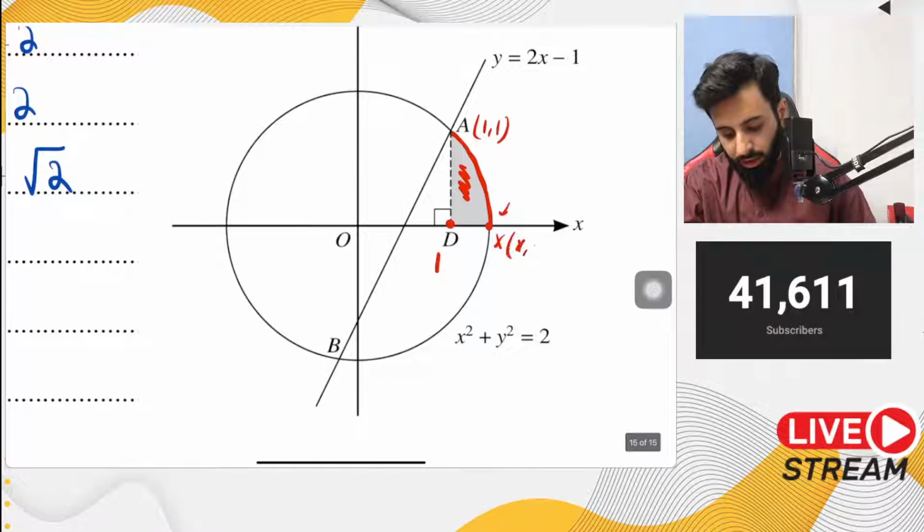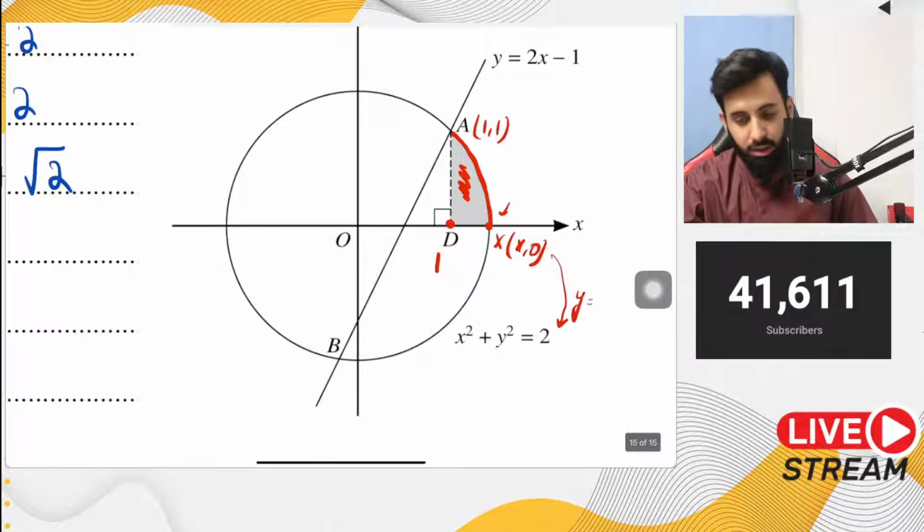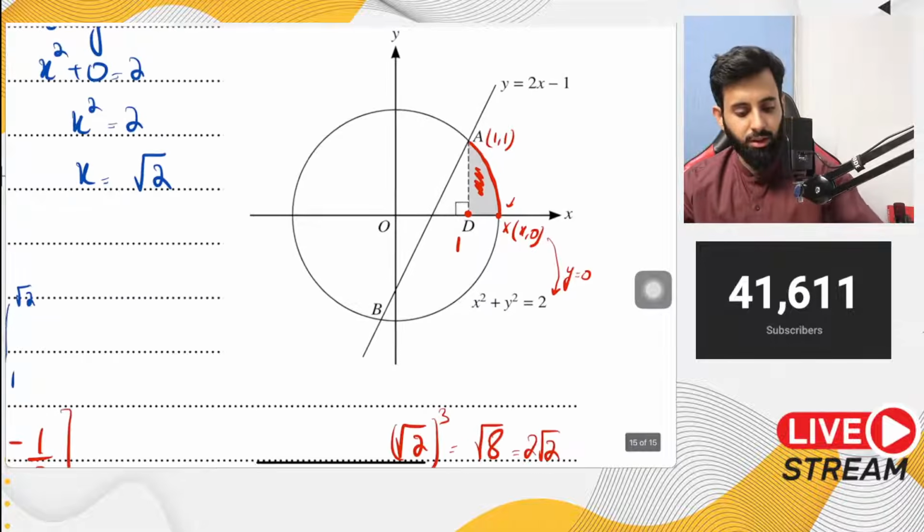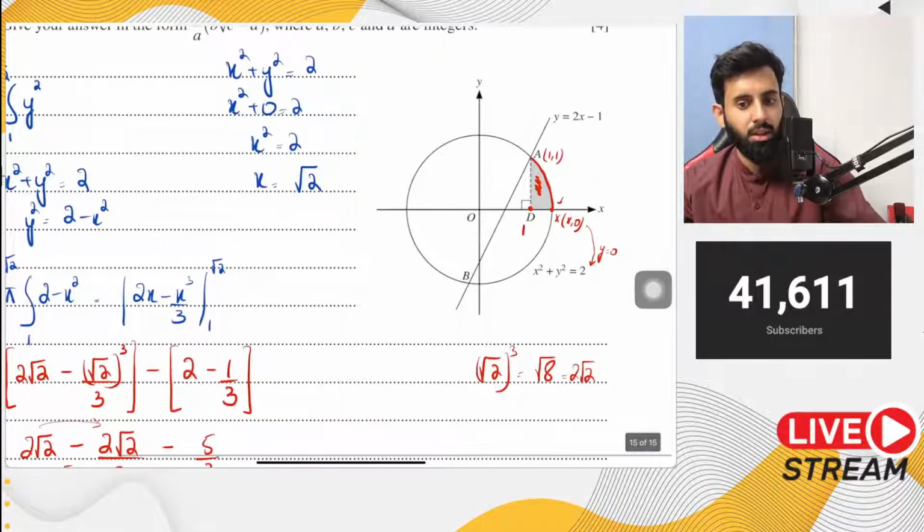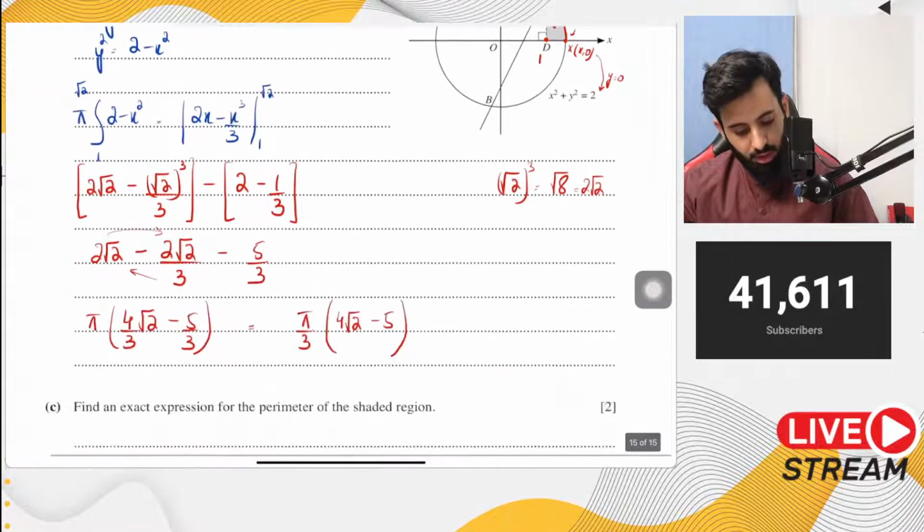There will be an x coordinate and y will be 0. So what I did was I plugged in y equals 0 in the equation of the circle, and then we got the x coordinate. Okay, I hope that helps.